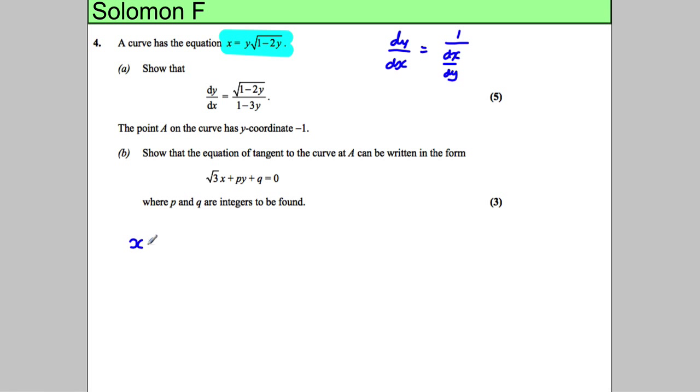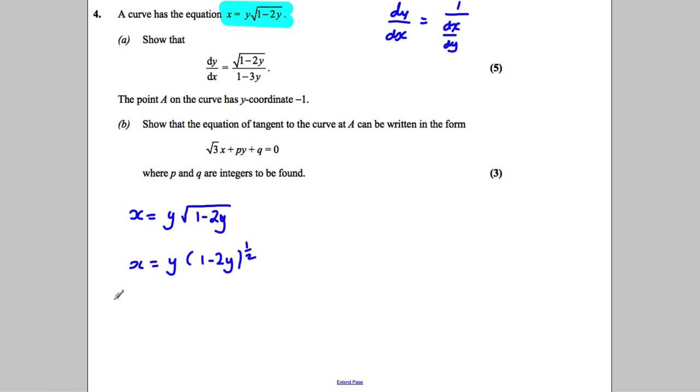So we have x is equal to y multiplied by the square root of 1 subtract 2y. So x is clearly y, multiplied by (1 subtract 2y) to the half. So we're going to differentiate with respect to y. Tell the examiner what you're doing. Differentiate with respect to y. Usually you differentiate with respect to x, not in this case.